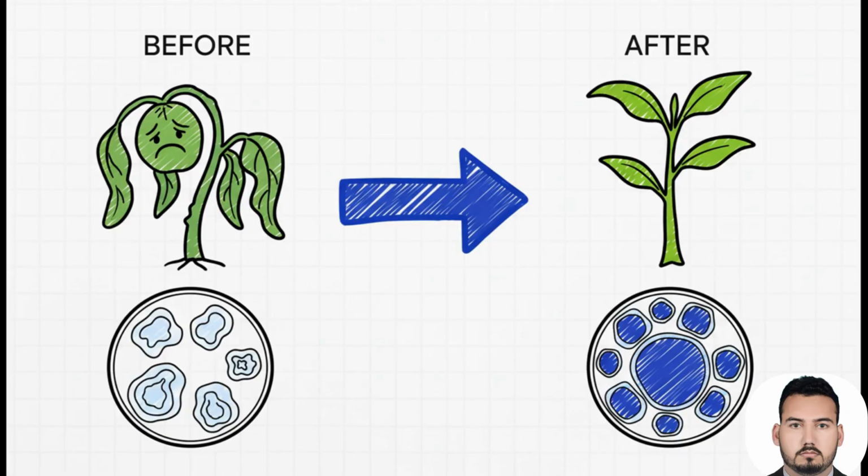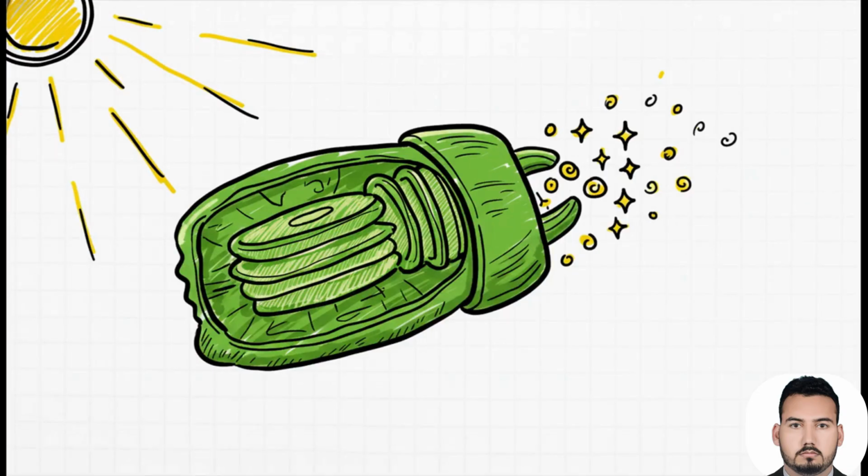When it's full of water, it pushes outwards against that strong cell wall. That pressure is what makes the cell firm, or turgid. And when millions of cells are doing that together, that's what stops a plant from drooping and wilting. And that brings us to the third and final upgrade.